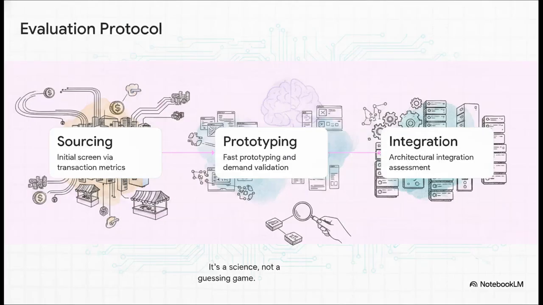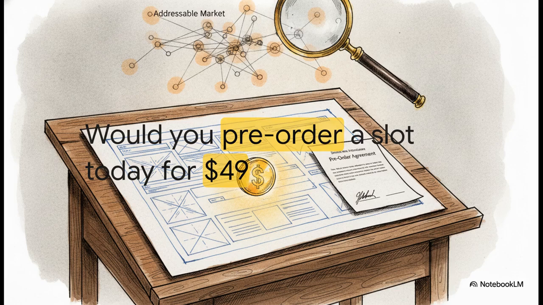But okay, how do you actually know what to build for these autonomous agents? Builders aren't just guessing. They're using a really systematic playbook called the Deductive Evaluation Protocol. First, they source proven ideas by looking at real transaction data on marketplaces. Then, they speedrun prototyping to validate demand. And finally, and this is the absolute key for AI OS development, they do an architectural assessment to make sure the execution model seamlessly fits into those local runtimes we talked about. It's totally methodical.